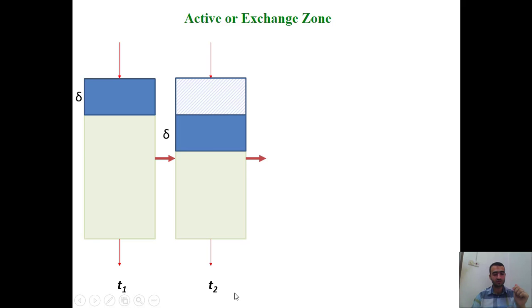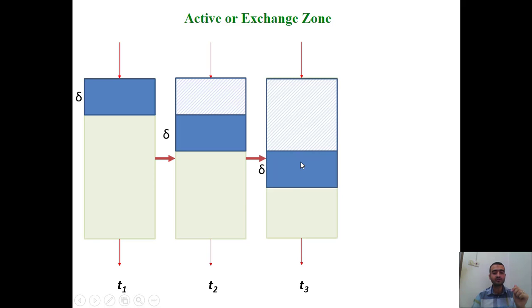at t equal 2. But we still have purified water because the active zone is still there, and the length is delta. The length delta is not changing, and we still have enough resin, or enough of the ion exchange column, to treat. After a certain time, the active zone will keep moving downwards, at time equal t3, for example.